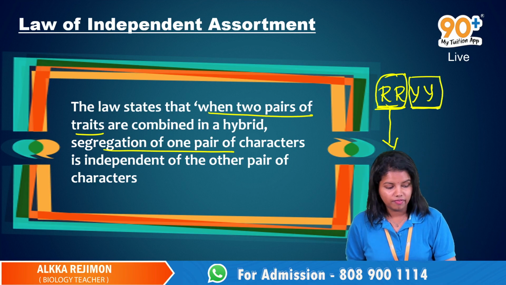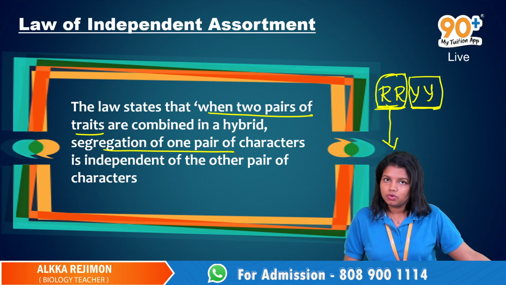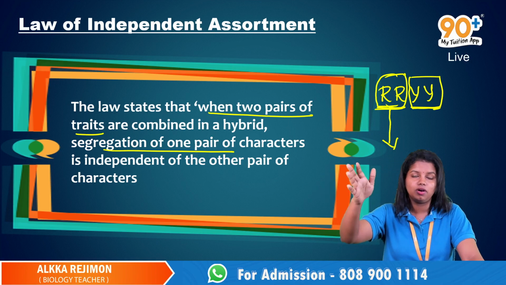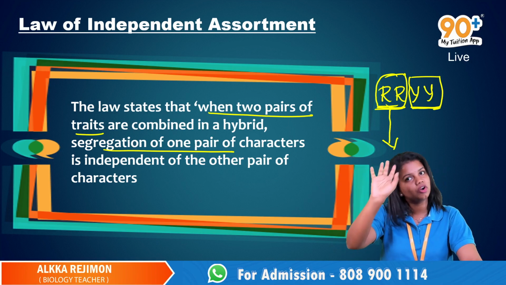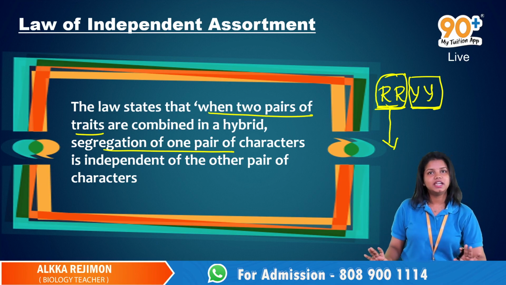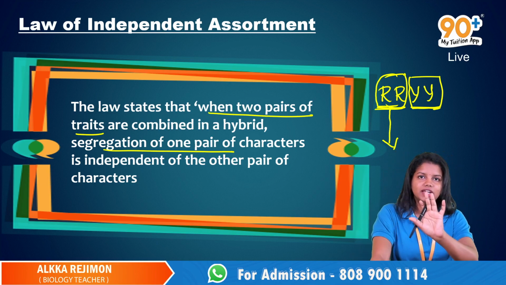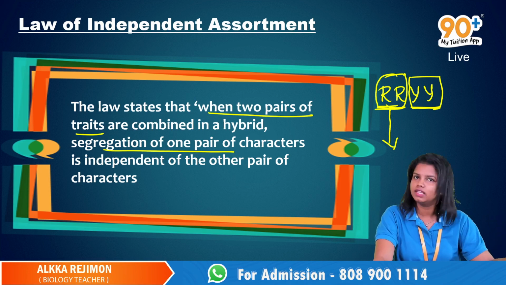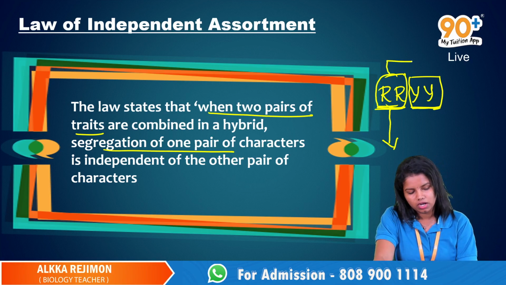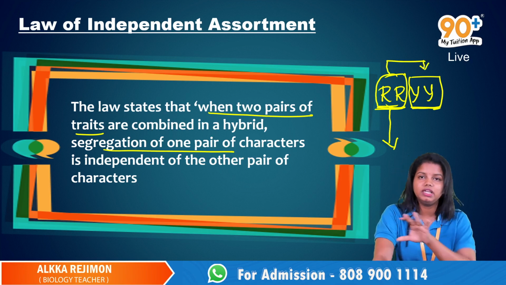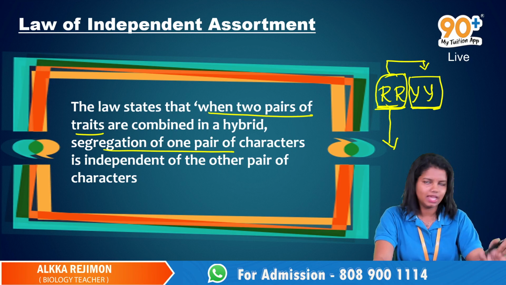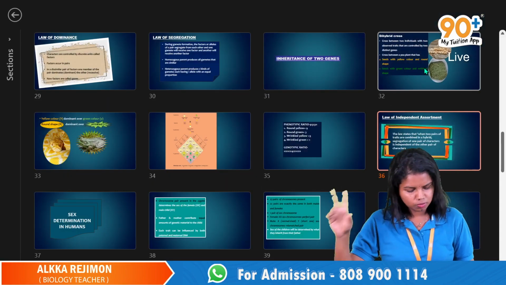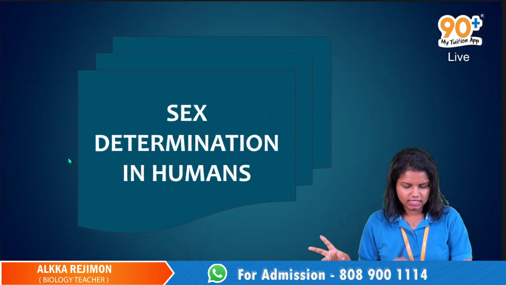Capital R can go with wrinkled if it wants, or it can go with round. It completely goes to the opinion of capital R. Capital R can decide, that character called round can decide whether to go with green or yellow. So it can go with any of the other characters, which means this pair is completely independent of capital Y. That's what the law of independent assortment states. So that's pretty much about monohybrid, dihybrid cross and the laws of inheritance.